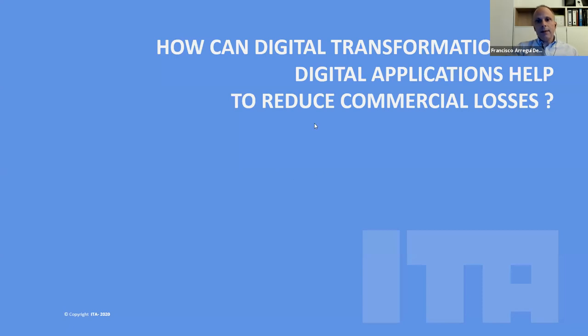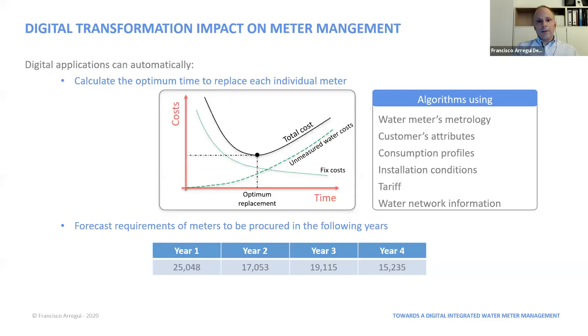So how can digital transformation and digital applications help to reduce commercial losses? First of all, we have to think that those are tools that help us to simplify our daily work, and they can work automatically, and when I say automatically, I mean almost without any intervention on our side, except for the settings maybe. They can help us to calculate the optimum time to replace the meter, which is the useful life of each individual meter. To calculate this, it takes into account the fixed cost and the unmeasured water cost, just to have a minimum total cost.